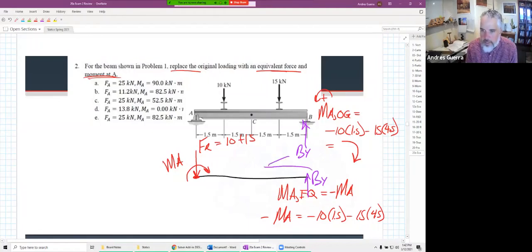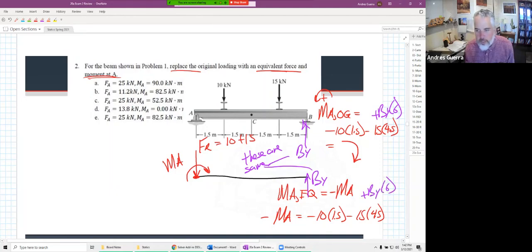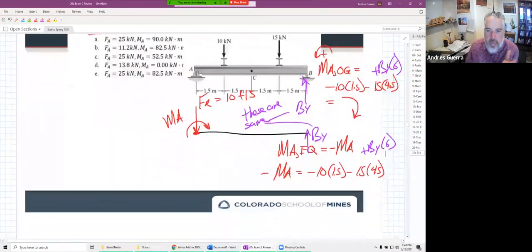That's what it means to be equivalent, that these are the same between both the original and the equivalent system. So if we did incorporate both of them, there would be a plus BY times 6 in here, and there'd be a plus BY times 6 down here. And when we set them equal to each other, they would cancel out. So that's why we don't have to consider those support reactions. We don't have to solve for the support reactions. We just have to use the applied forces and our moments.